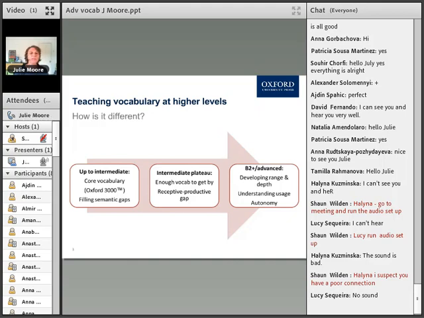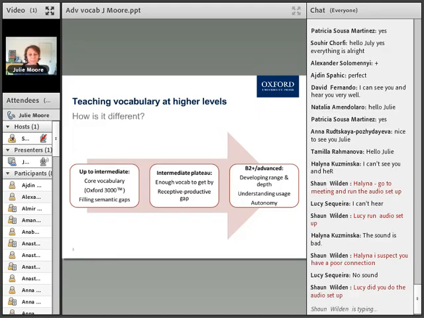And at this point, students are desperate for vocabulary. They need words in order to communicate, in order to fill semantic gaps. So for example, if a student says, what's this? I can tell them it's a pen, and they've filled that gap. They now have a word to describe that object. And that continues on up into intermediate level.